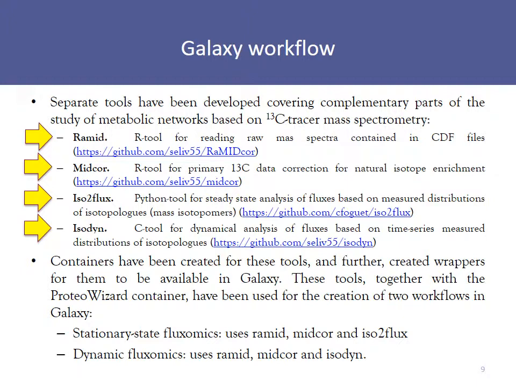Of the 2 workflows created, one has been created for steady-state fluxomics, and the other for dynamic fluxomics. This tutorial is focused on the workflow for steady-state fluxomics. The workflow for dynamic fluxomics will be available very soon.